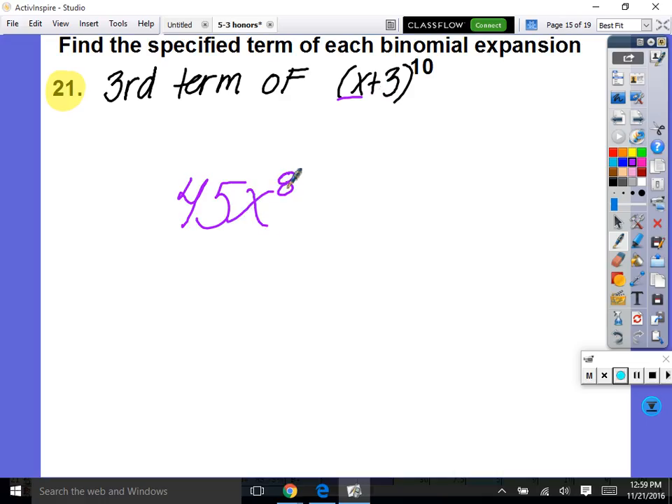And then 3 will be going up. So 3 to the 0, 3 to the 1, 3 squared. So now simplify that. What's 45 times 9? 405. So you would say 405x to the 8th. That's more likely what you would see on an ACT. Everybody good?